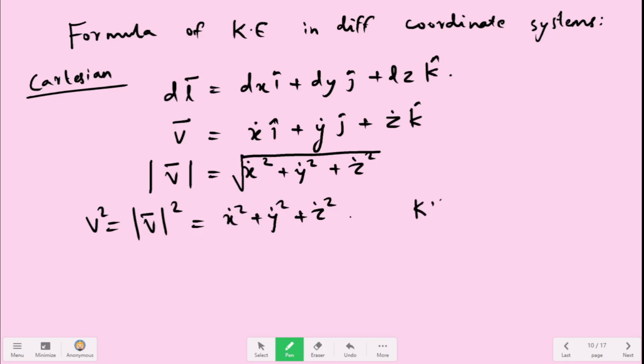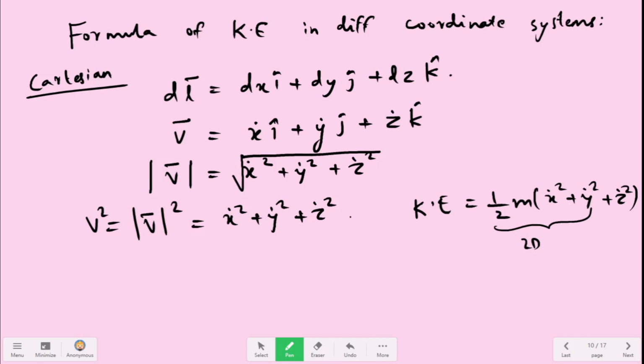Kinetic energy is therefore, in Cartesian coordinate system, 1/2 m (x dot² + y dot² + z dot²). This is in 3D. If it is in 2D, you will have 1/2 m (x dot² + y dot²), and in 1D you have 1/2 m x dot².